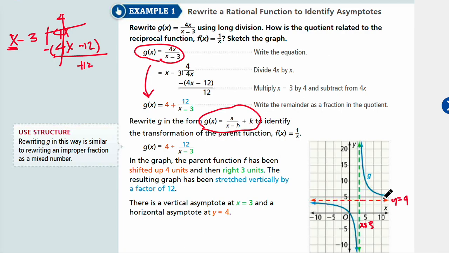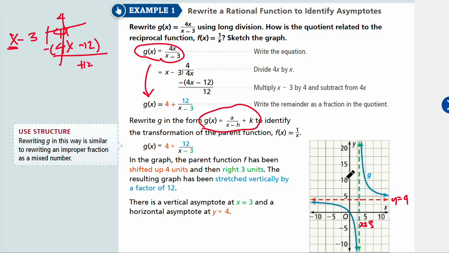So all the points are going to be stretched up. With the same x, we're going to stretch it up 12 times. That gets a little bit complicated if you do it by hand.